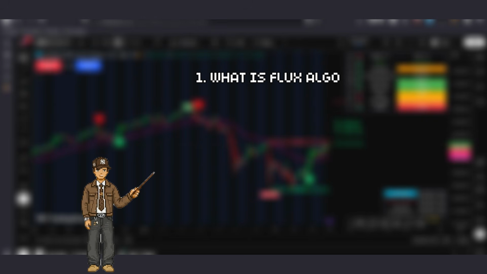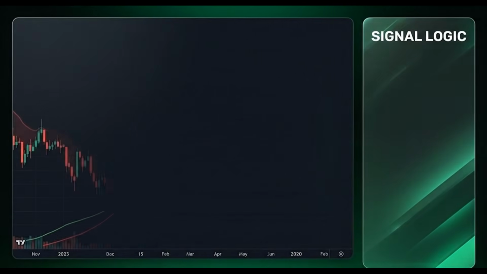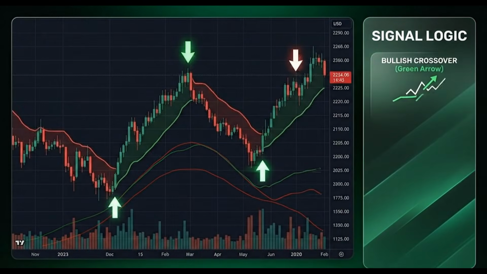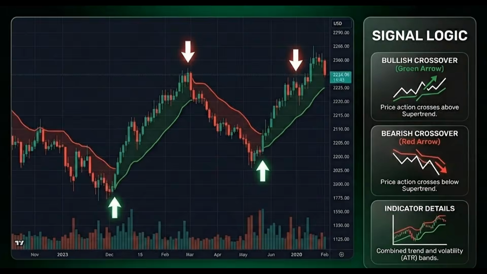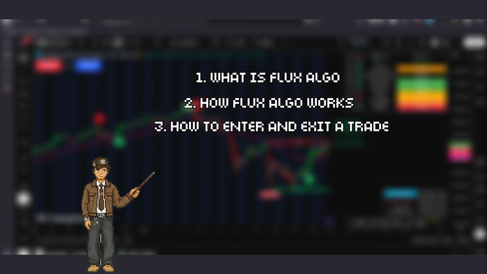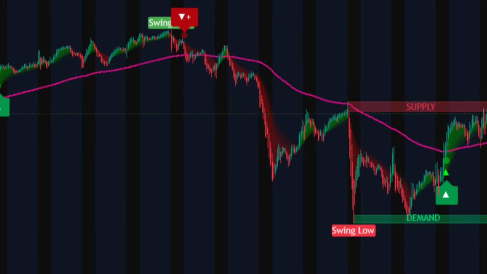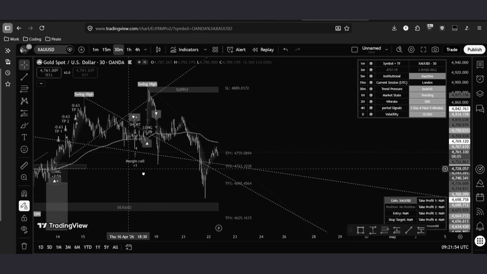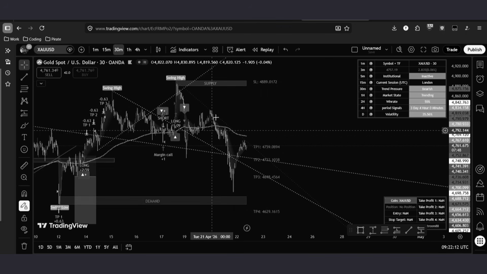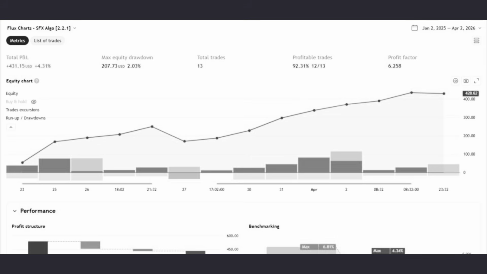Alright, quick structure so you know what's coming. First, I'll explain what Flux Algo is and what it's trying to solve. Second, we'll break down how it generates entries, like what actually causes a buy or sell signal. Third, we'll break down exits, because entries are cute, exits are everything. Then we'll go over the extra features: filters, multi-time frame trend table, dashboards, trend lines, sessions, all that. Finally, I'll show you the day-by-day performance on the $50 account, and I'll tell you exactly how I would use this if I was starting from scratch with a small balance.